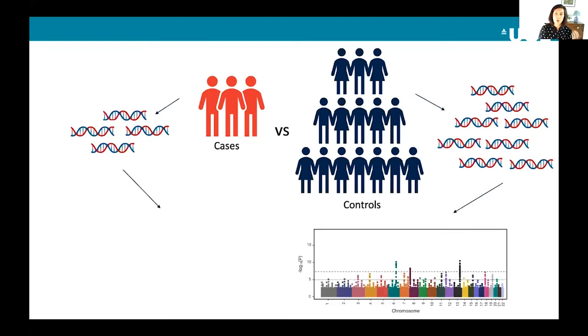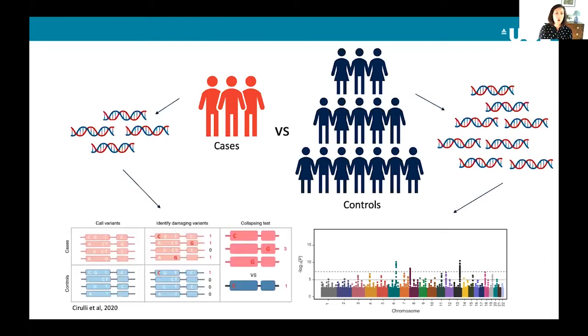We can look both at common variants, so those generally seen in more than 1% of the population, or rare variants, which we can actually collapse down into groups or genes before comparing between our cases and controls in what are called collapsing tests. Now, these differences in the DNA or in the genome can give us insights into the underlying biology of disease and potentially lead to the development of targeted therapies.